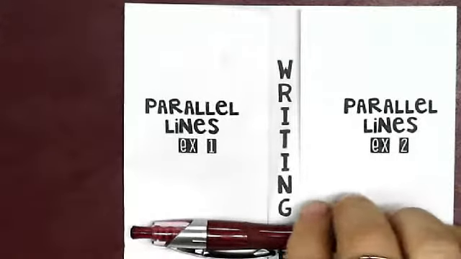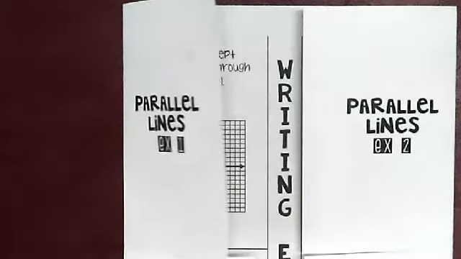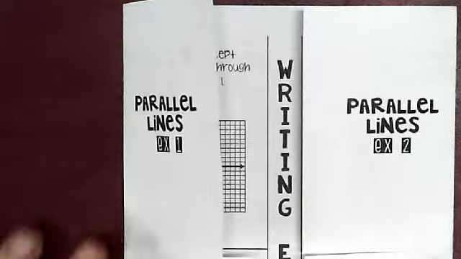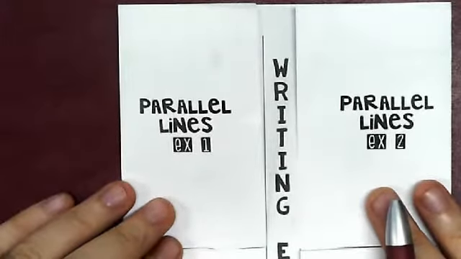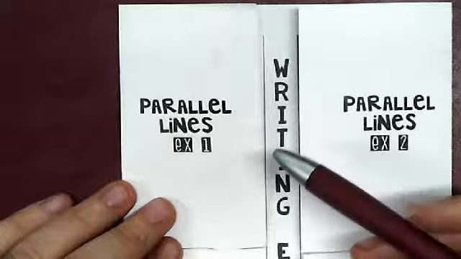Hello. Today we're going to be talking about how to write lines that are parallel or perpendicular to other lines through a given point. So I'm going to go through just a couple of examples. The first one I'm going to do is writing parallel lines.